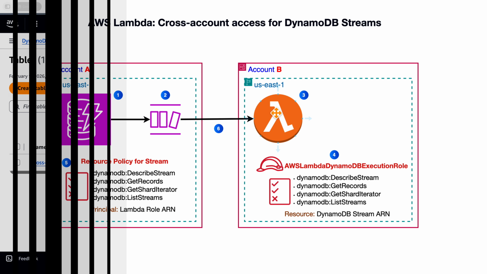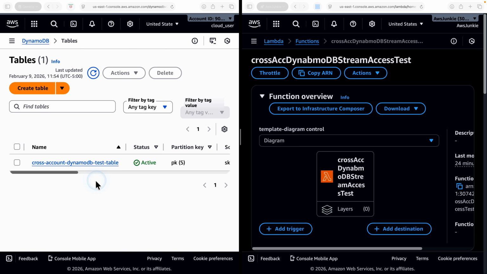Let's get started. For this demo, I have already created one DynamoDB table in account A, which starts with 90, and also created one Lambda function in a different account, which is account B, starts with 30. We'll enable a DynamoDB stream for this table and we'll use that as a trigger. So whenever we add, edit or update any item in this table, that should trigger this Lambda function.